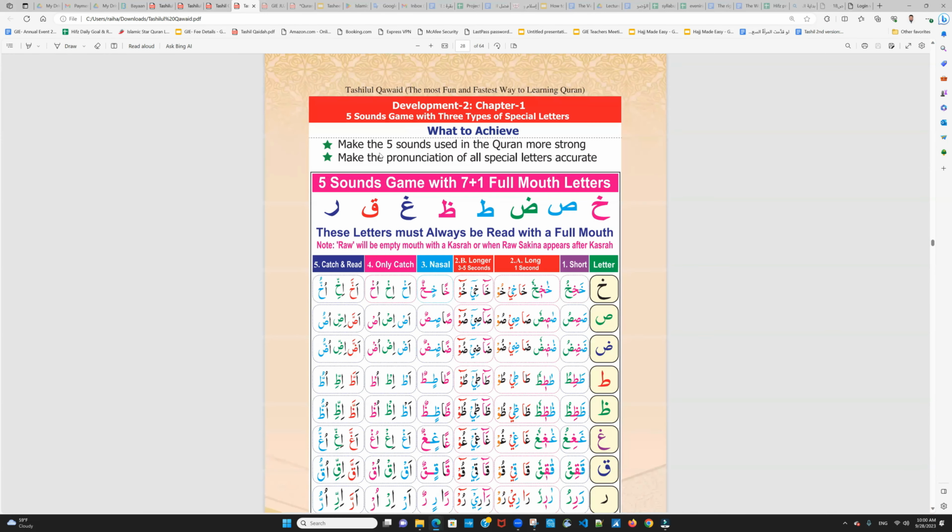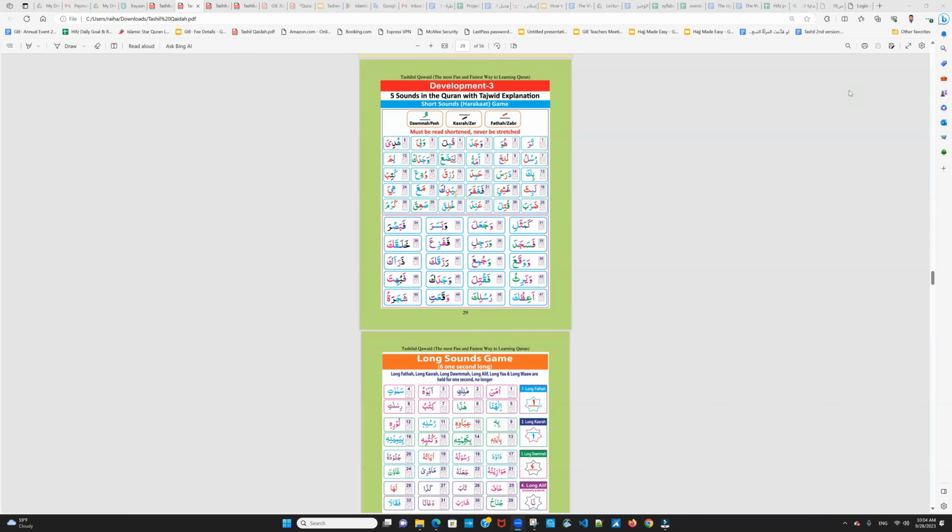An additional lesson will be development 2, which has 2 chapters. In chapter 1, using one lesson, they are going to develop 2 things. The 5 sounds used in Quran recitation will be stronger, as well as the 3 types of special letters will be more accurate. So far, until level 3, a student, alhamdulillah, has done all 29 letters very strongly, and has very strong exercise and idea on 5 sounds in 3 positions.